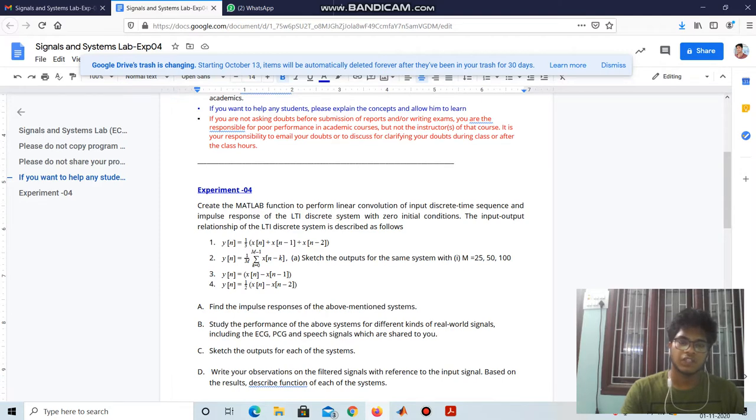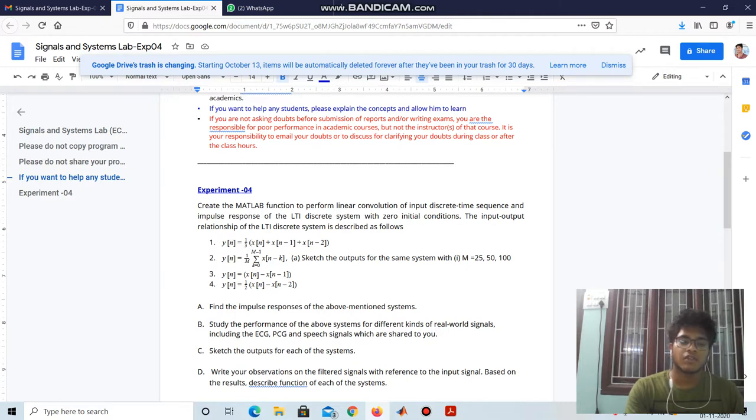For finding the output of each discrete time system, we have to perform convolution between the input signal and the impulse response of the given system. To find out the impulse response of the given system, we have to use the input signal as delta function, that is unit impulse function. So if we see the first system, it is y of n equal to 1 by 3 of x of n plus x of n minus 1 plus x of n minus 2. If we pass unit impulse through this system, the impulse response is 1 by 3 of delta n plus delta of n minus 1 plus delta of n minus 2. If we represent it in the array form, it is 1 by 3, 1 by 3, 1 by 3.